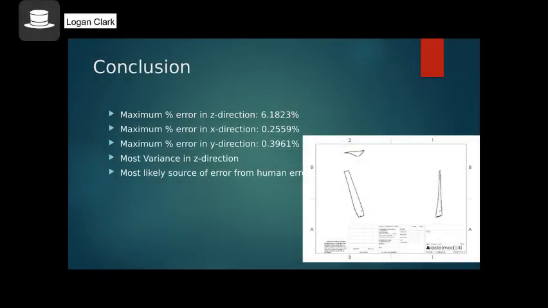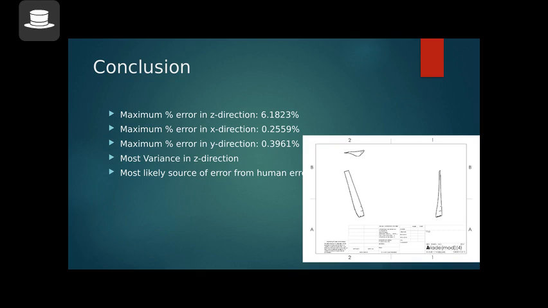To conclude, I'd like to show the maximum percent error in the Z, X, and Y direction. From the results, we can see that the most variance and error is found in the Z direction. The most likely cause for this large error compared to the other directions is the varied spring back during the manufacturing of the blades. The elevation of the blade would be most affected by the aluminum sheet trying to regain its shape. Though the method of measurement combined with human error can also have contributed to this large error.